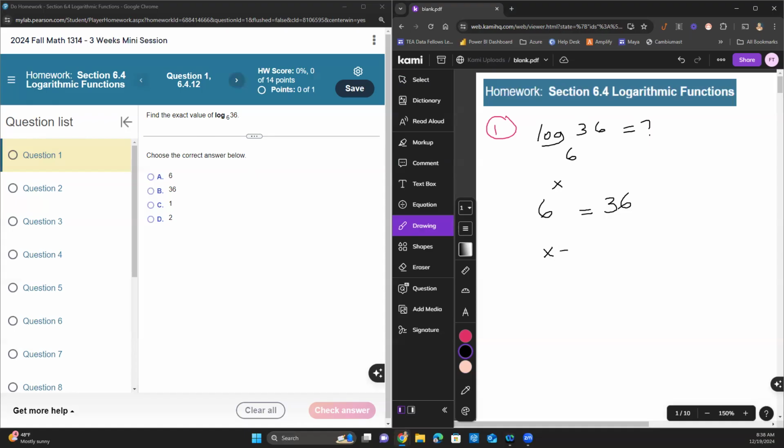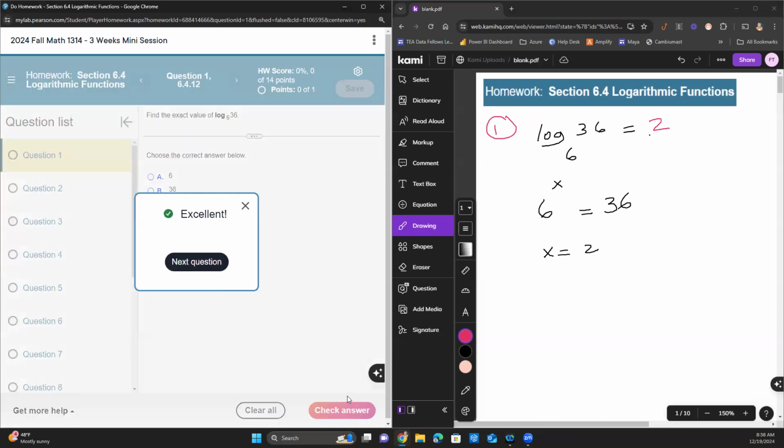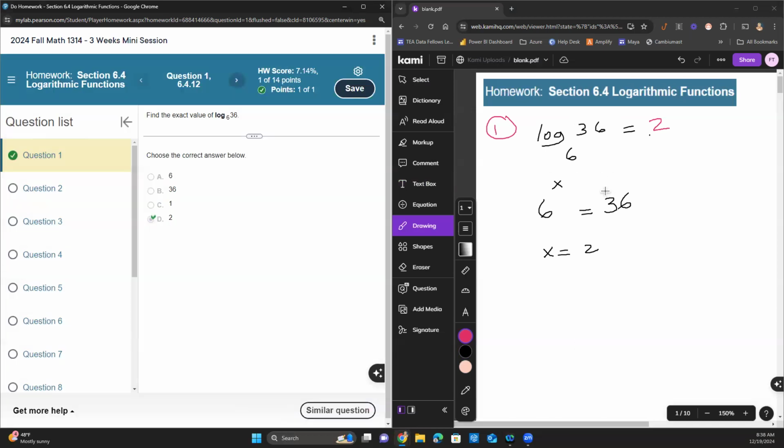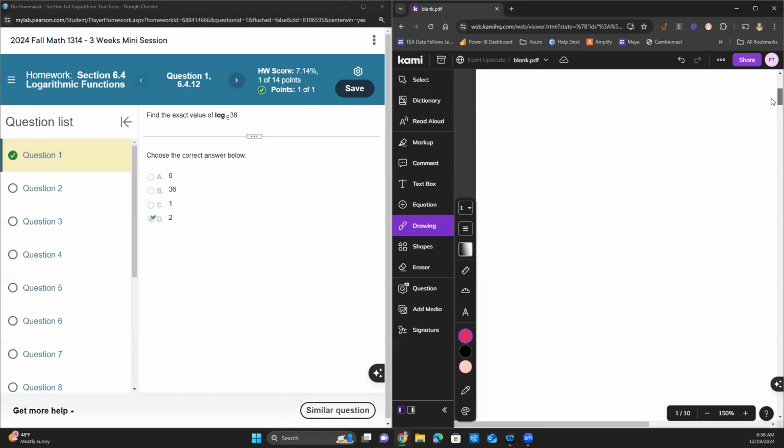We all know that 6 to the second power is 36. So in this question, log means the power. The power I need will be a 2 because 6 squared is 36. So all I have to do is mark 2, check my answer, and it will be correct. So this is how we do number 1. I am going to do number 2 on the homework now.